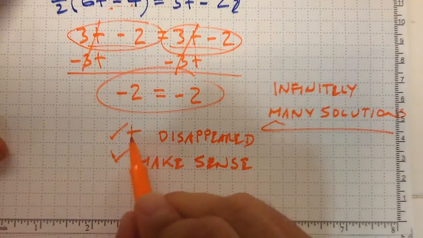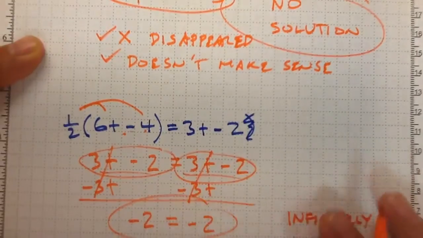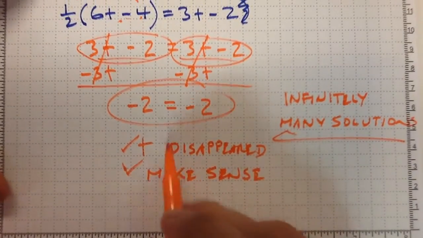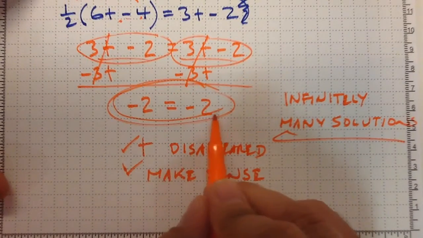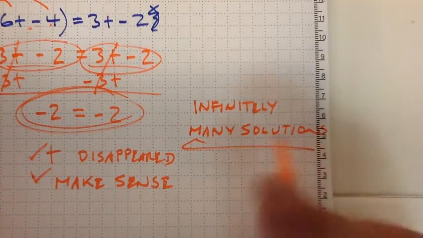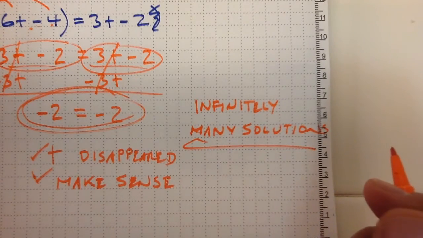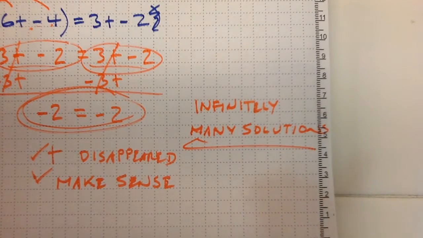Okay, and so once again, you do your work up to this point, and you're looking for, again, two things. That the variable that you were solving for disappeared, just like it did up here. But what's different about this scenario is that what's left over makes mathematical sense. Negative 2 did equal negative 2, and so that's how I know it's infinitely many solutions. I can pick t to be whatever I want it to be. Okay, so that's a little bit on solving equations with variables on both sides.